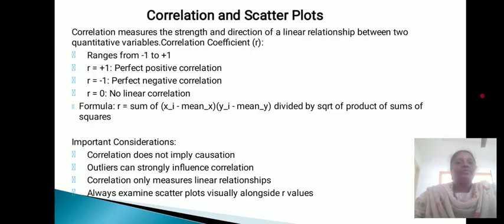+1 is positive and -1 is negative. r is equal to 0 means no linear correlation. Formula: r is equal to the sum.